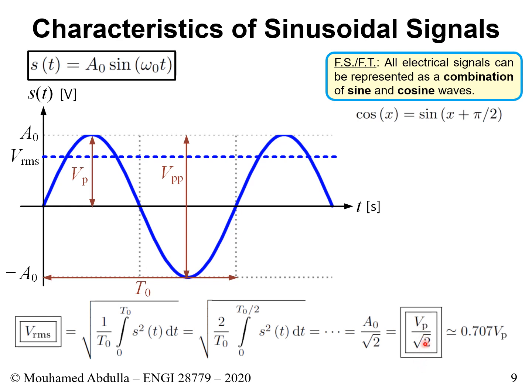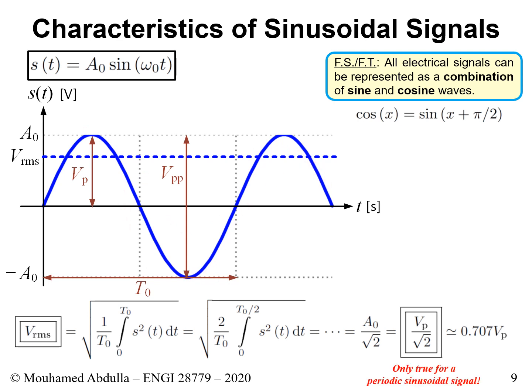And if you don't like this, you could just remember that it's roughly 0.7 V peak. So your RMS value is about 0.7 V peak. That's what you need to remember. And that's why I drew the line here. This is where it would be equivalent if you had a DC battery as opposed to this alternating signal.